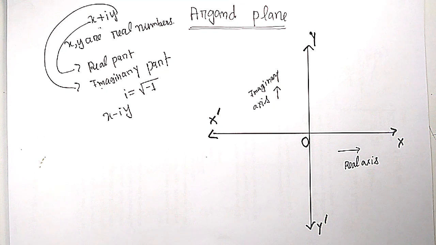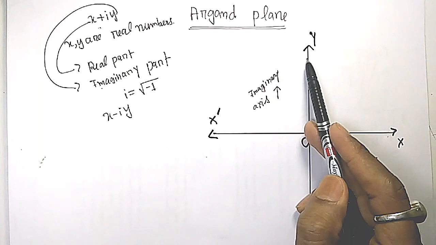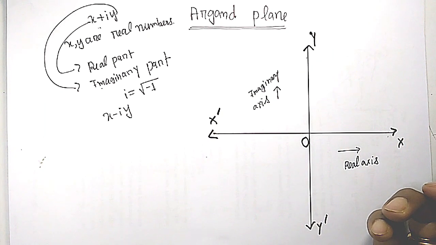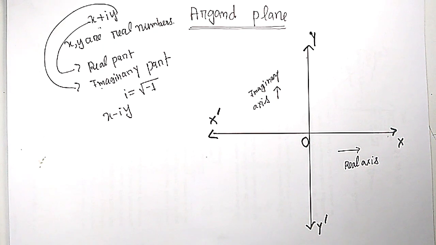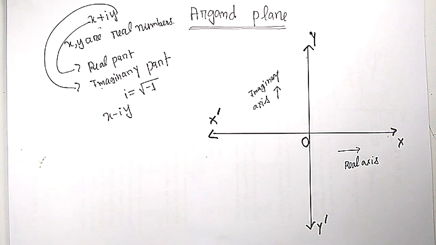So today we will discuss the Argand plane. The Argand plane means how we can represent a complex number in the xy plane. It is the combination of the x and y plane. The representation of any point in the coordinate plane we already learned in class 10. Today we will discuss how to represent a complex number in an xy plane.